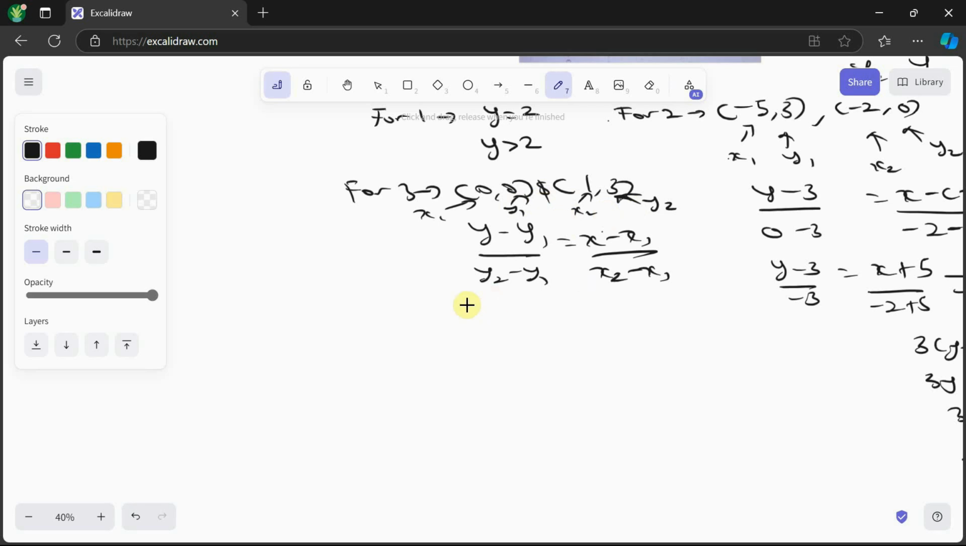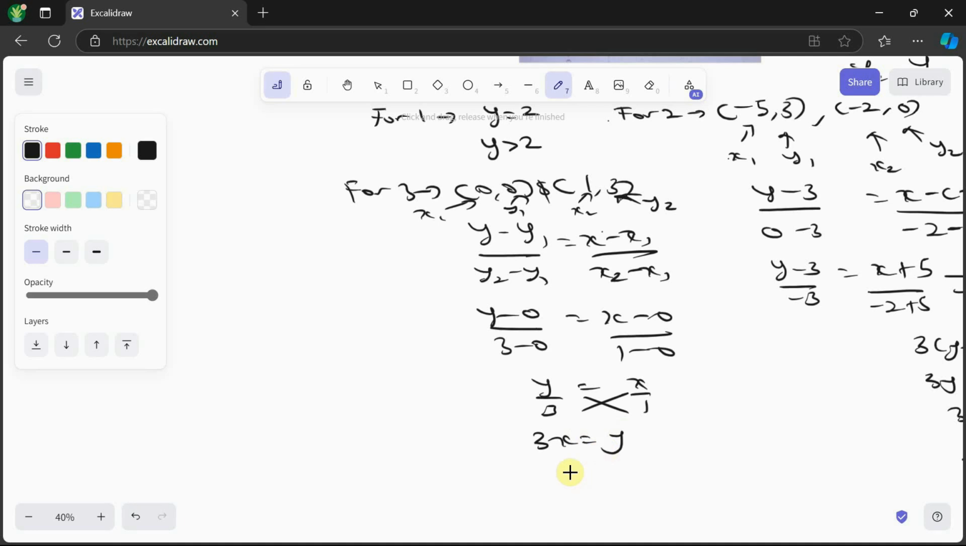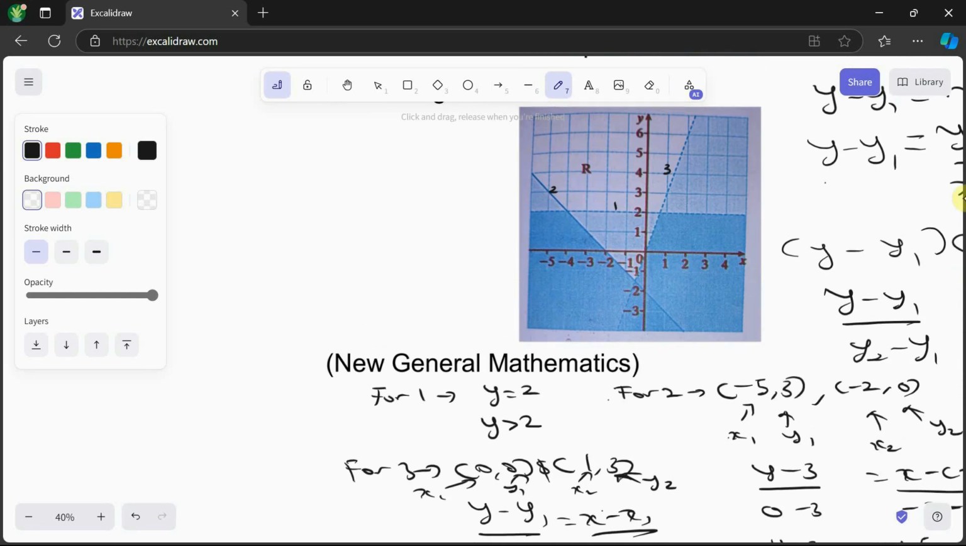It's always good to write it down like this so that you don't mix up each of these values. So that will be y minus 0 all over y2 is 3. That will be 3 minus 0 is equal to x minus our x1 is 0 all over 1 minus 0. So that will be y over 3 is equal to x over 1. So if I cross multiply, that will be 3x is equal to y, or we can say y is equal to 3x. So let's see the sign that it will take. So this graph 3, first thing is that you notice that the third graph is a dashed line. So that will be either less than or greater than. And then the unshaded region, look at this line here. The unshaded region is the one that is up here, which is greater than.